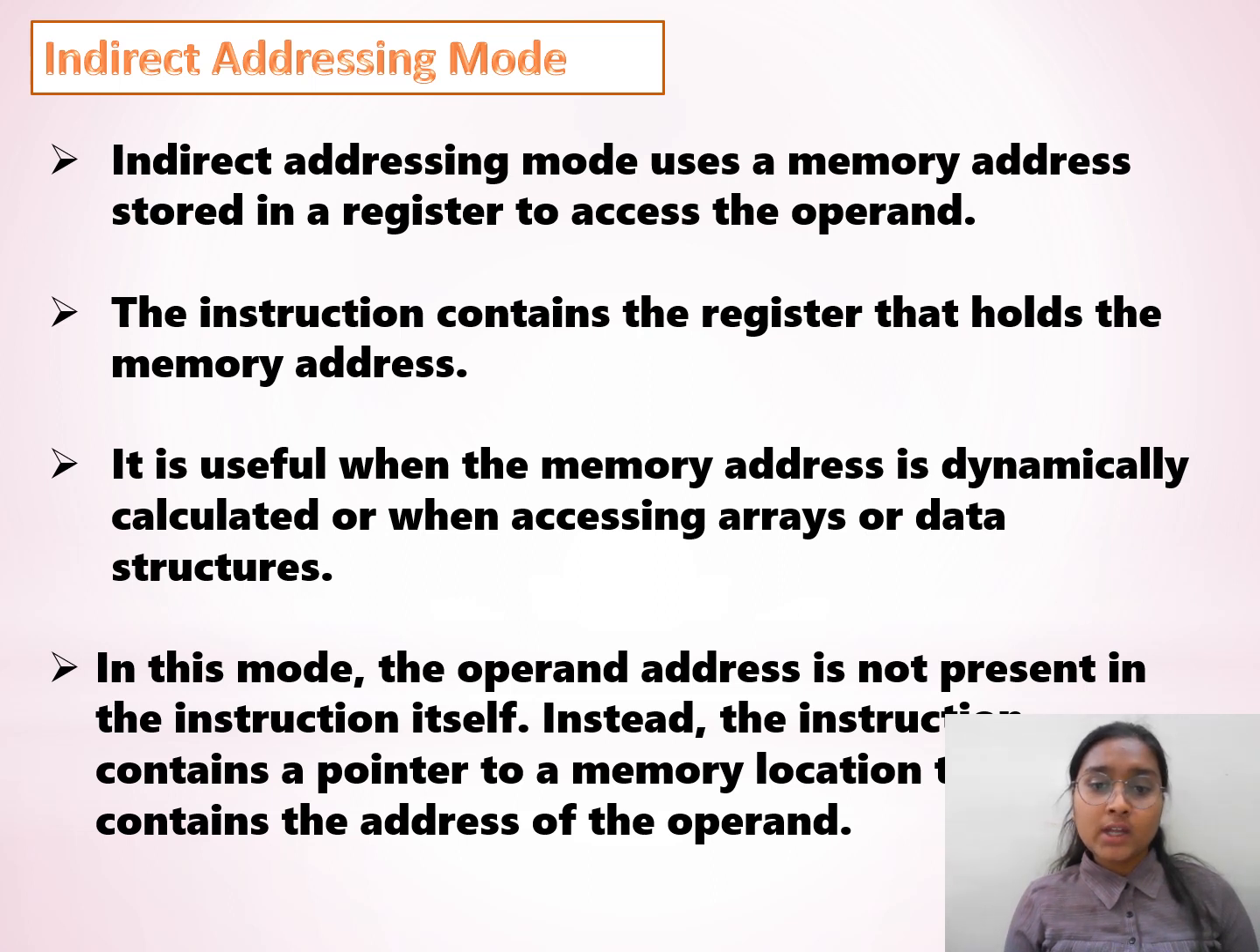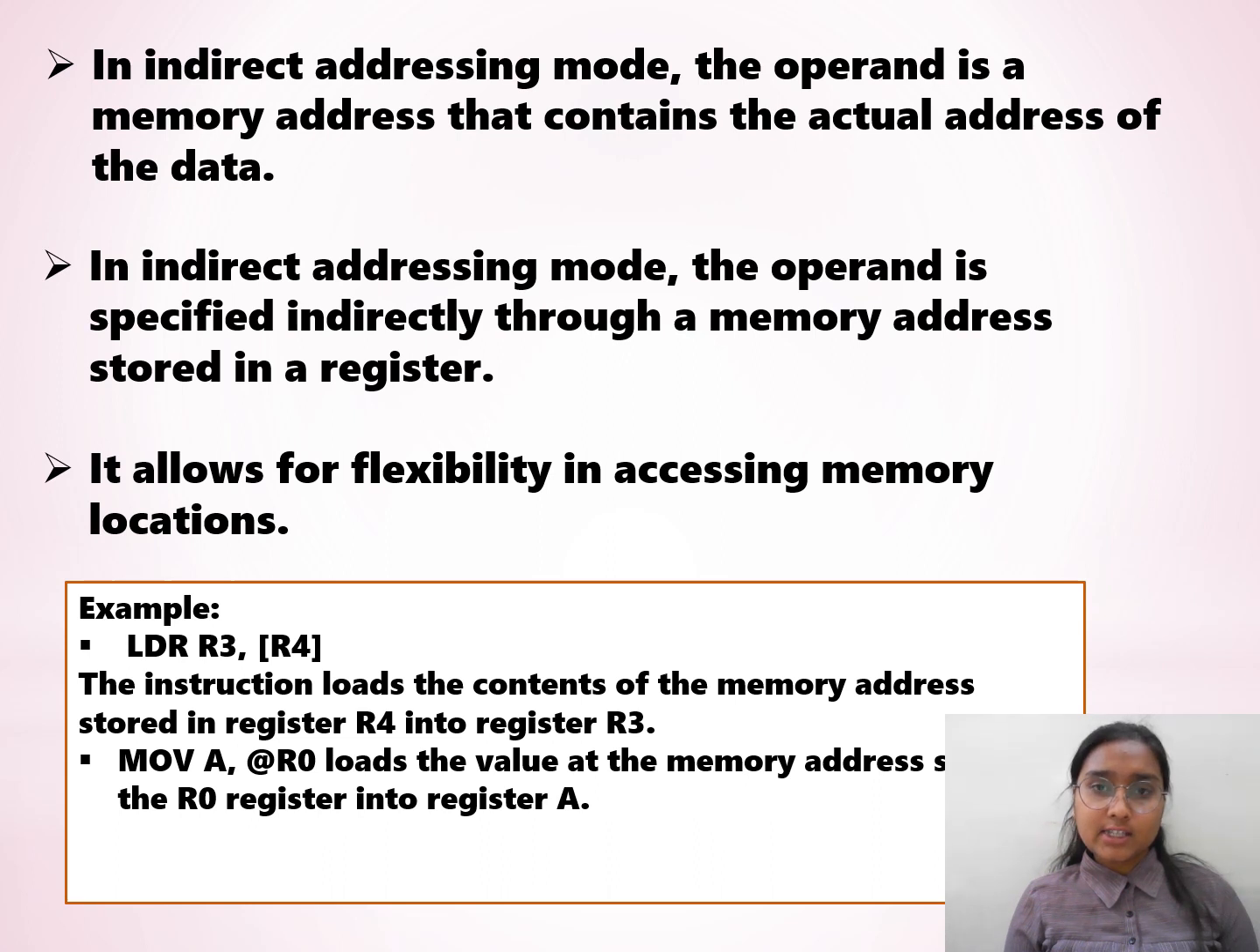In this mode, the operand address is not present in the instruction itself. Instead, the instruction contains a pointer to a memory location that contains the address of the operand. In indirect addressing mode, the operand is a memory address that contains the actual address of the data.